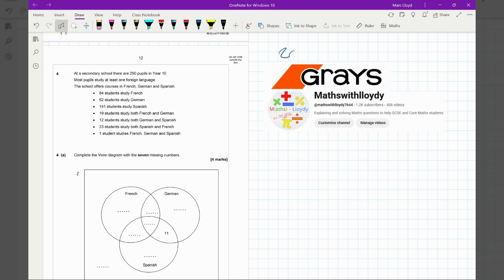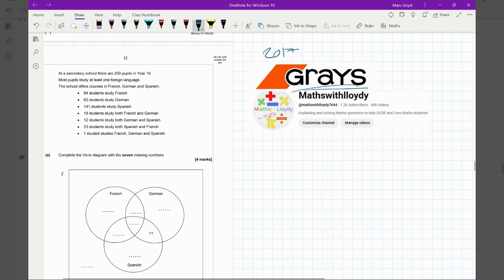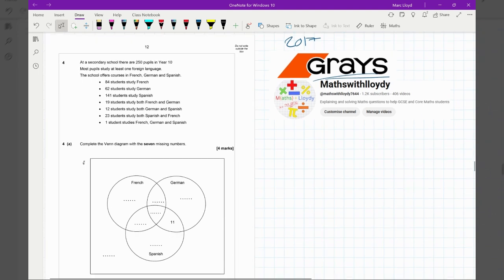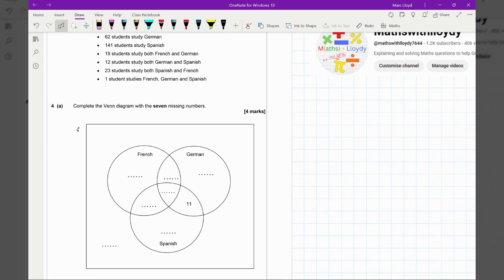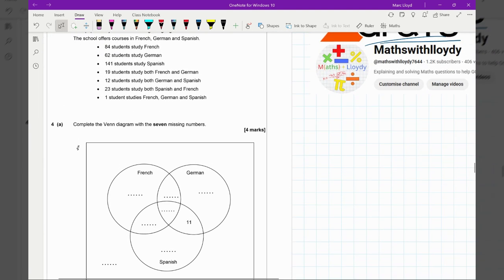This is the 2017 paper. We've got the sponsors in there. Let's get started. So we're on a Venn diagram question. It says there's 7 missing numbers. All of the details are here.